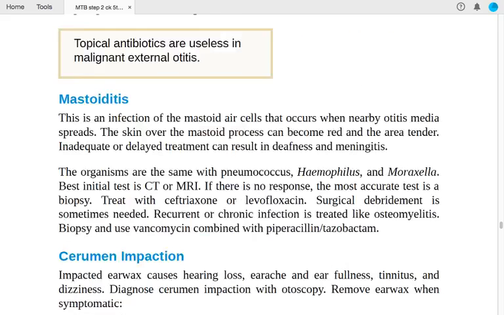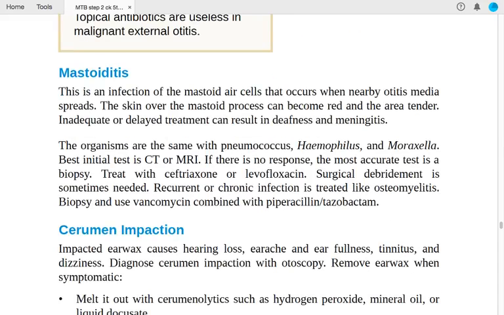Now we're coming towards mastoiditis. Mastoiditis is an infection of the mastoid air cells that occurs when nearby otitis media spreads. So when nearby otitis media spreads, then only you're going to see the infection of these mastoid air cells. The skin over the mastoid process can become red and the area tender. Inadequate or delayed treatment can result in deafness and meningitis. Of course, if you delay the treatment, the patient can go into deafness and there may be meningitis.